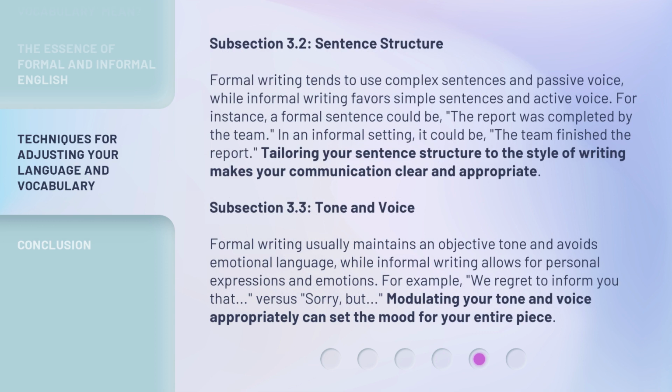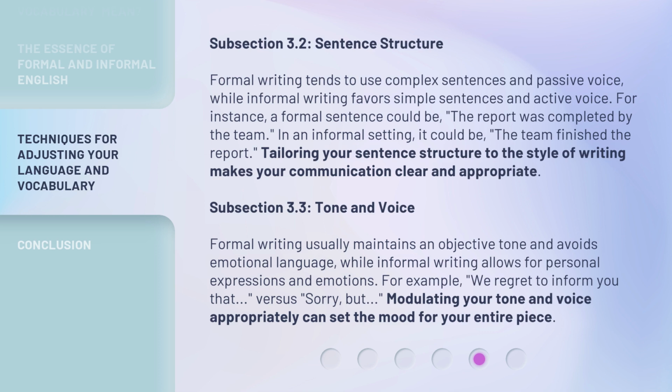Subsection 3.2. Sentence structure. Formal writing tends to use complex sentences and passive voice, while informal writing favors simple sentences and active voice. For instance, a formal sentence could be, "The report was completed by the team." In an informal setting, it could be, "The team finished the report." Tailoring your sentence structure to the style of writing makes your communication clear and appropriate.